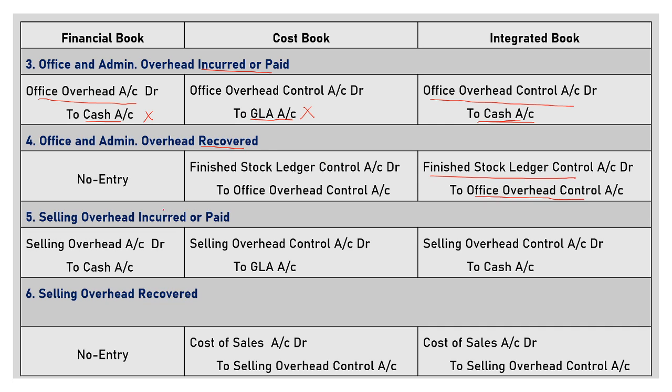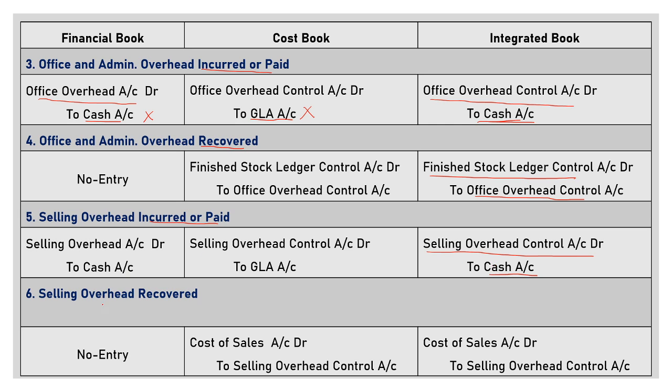Our next transaction is selling overhead incurred and paid. Now the selling overhead is an expense and all expenses are debited. So again, our entry in the integrated book is selling overhead control account is debited and cash account is credited because we pay the overhead in cash.